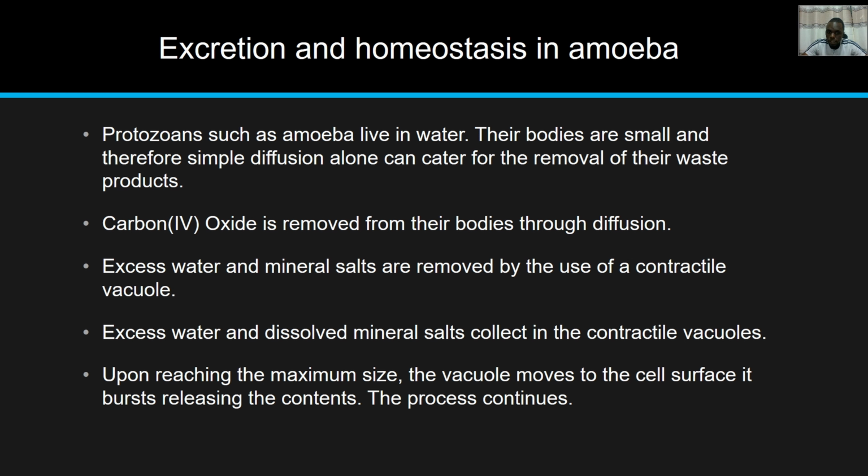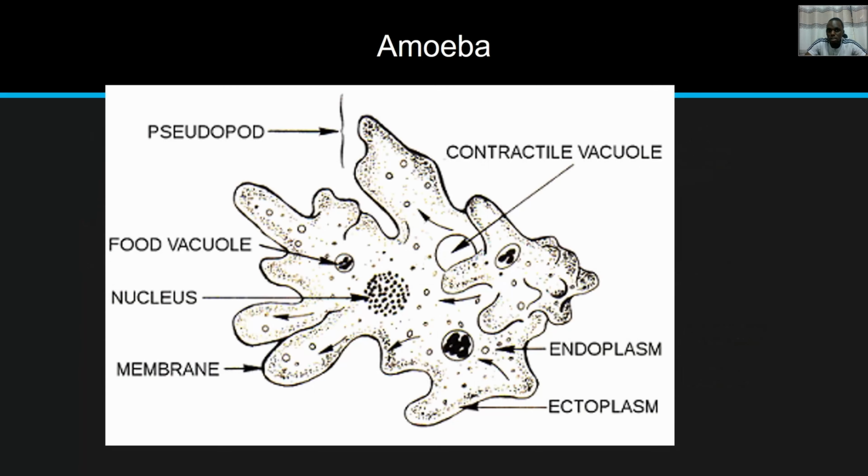So excess water and dissolved mineral salts are collected in the contractile vacuoles. Upon reaching the maximum size, the vacuoles move towards the cell surface, the cell membrane, which is also called the plasma membrane, and burst, releasing the contents. The process continues. This is just to ensure that the internal structure within the body of amoeba is in a conducive state. Otherwise, it may end up dying.